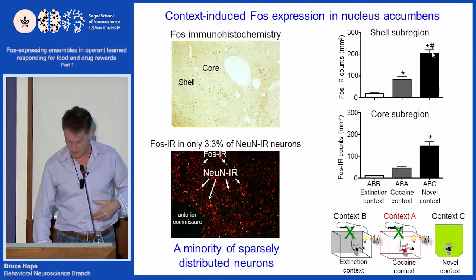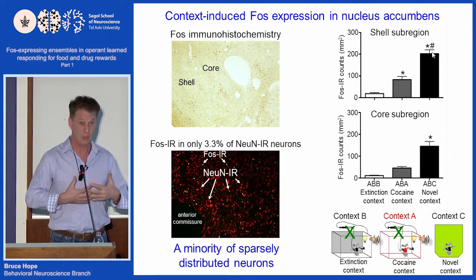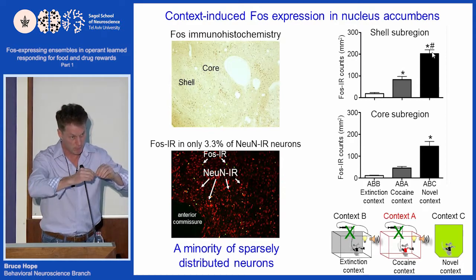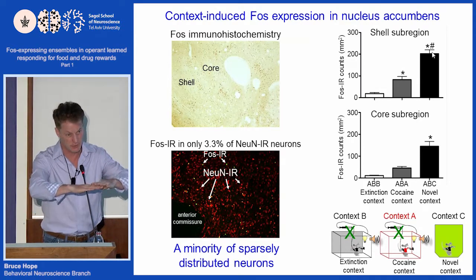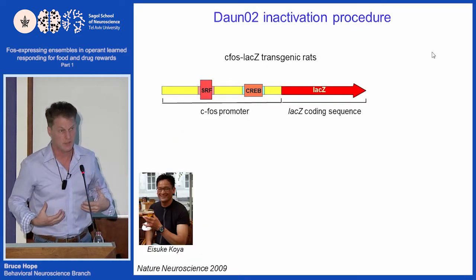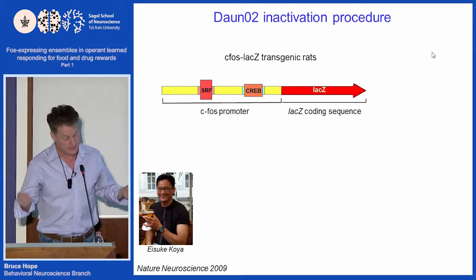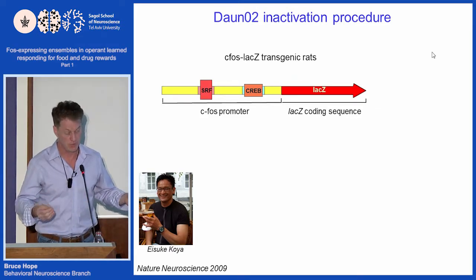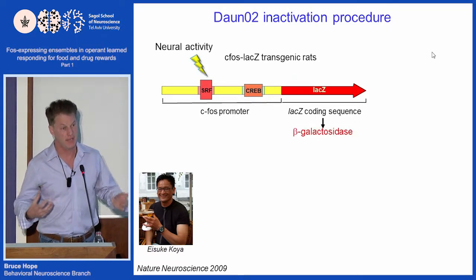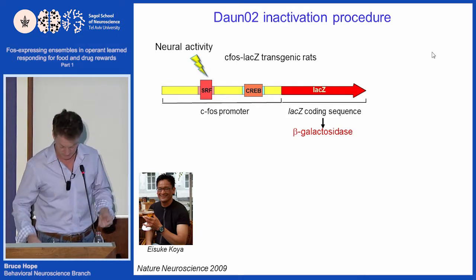Now, to demonstrate that these Fos-expressing neurons are actually mediating the behavior, we have to have some way of only manipulating those neurons, being able to either get rid of or inactivate those particular neurons. To do that, we use a transgenic rat that has the c-Fos promoter. It's an additional transgene. It has the c-Fos promoter that's turned on by neural activity, and when it does, it activates the LacZ gene, which makes the beta-galactosidase protein.